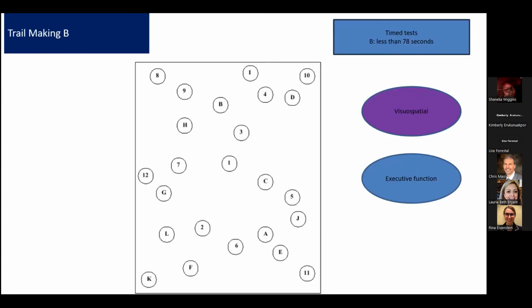Going back to Trail Making B for a second, is there a certain point where you just stop because they're not going to finish? Usually if it takes more than 3 minutes, you can really stop it. Okay? Thanks.